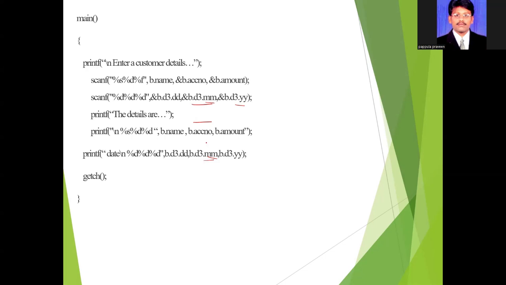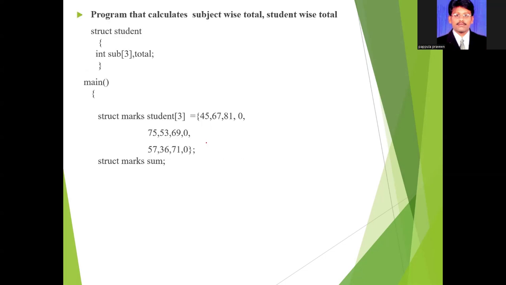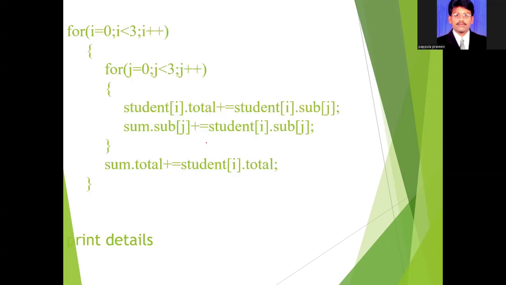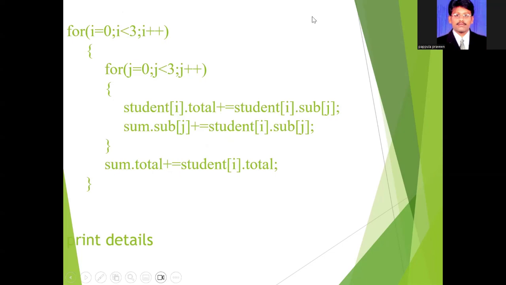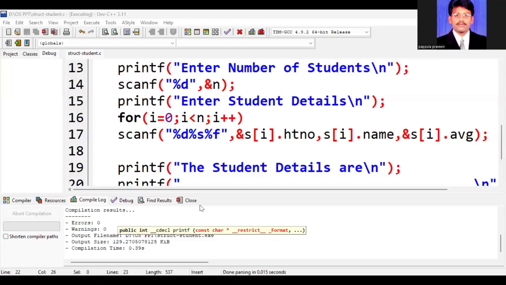Now details are read like this, details are displayed like this. Okay, now this is about the nested chapter. Now I want to execute these programs. These are all the programs I want to execute. Stop share. Go to Dev C++. Yeah, here we have Dev C++. I think it is visible.